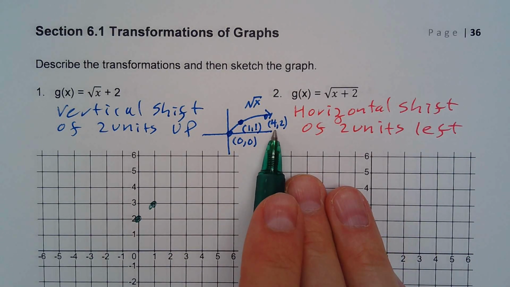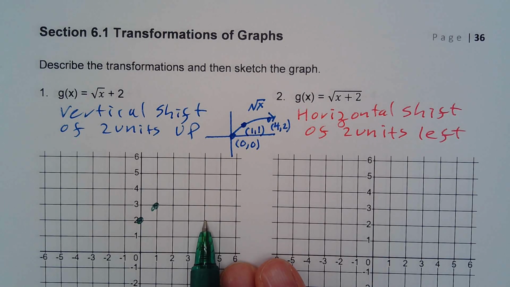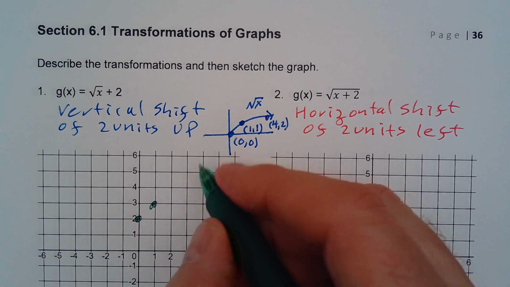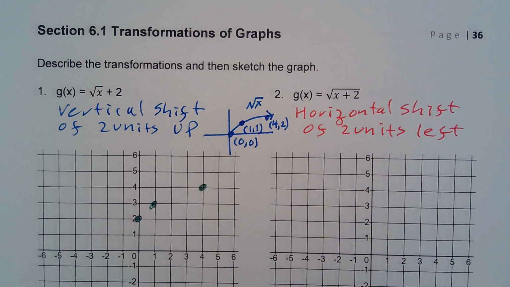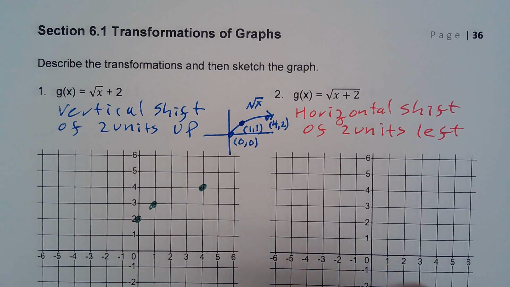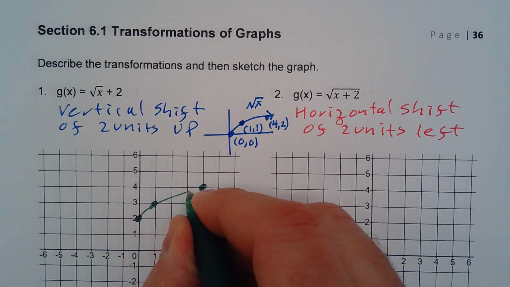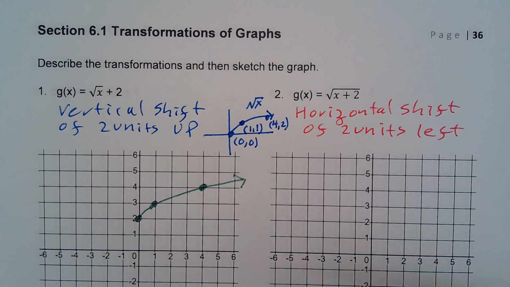The third point here is 4, 2. I'm going to shift it up 2. 1, 2. So now I've taken my parent function, the square root of x, and I've shifted it up 2. And I'm going to just draw in the curve. Looks something like that.